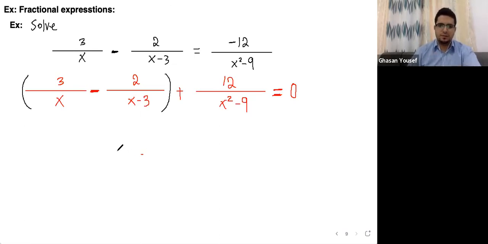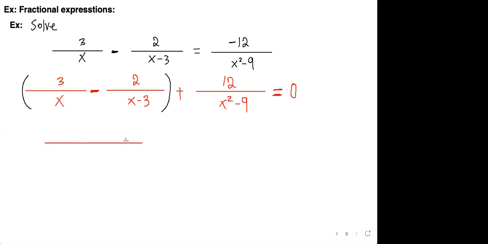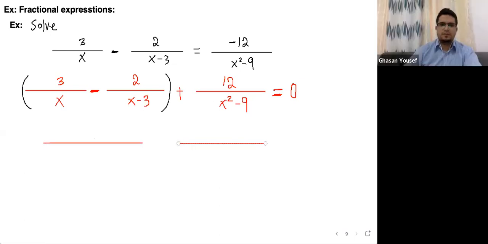Make sense, Shop? So here I have fraction plus fraction. So this one, 3 times 1, 3 times x minus 3 minus 2 times x over x times x minus 3. Here the sum goes down, the 12 goes down, over x squared minus 9 equals 0.